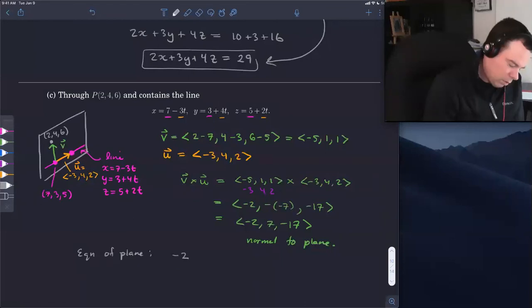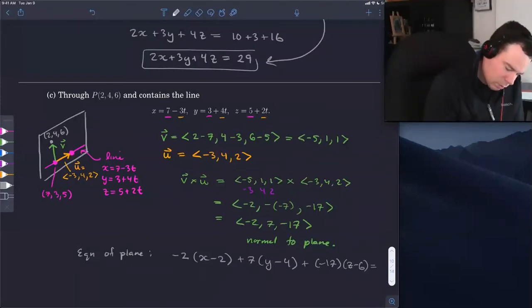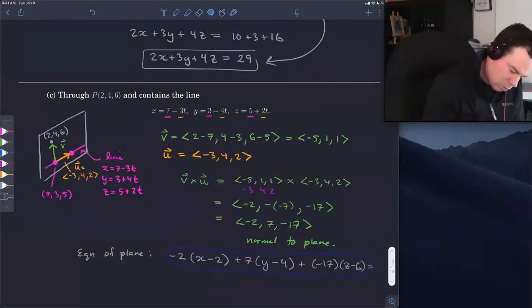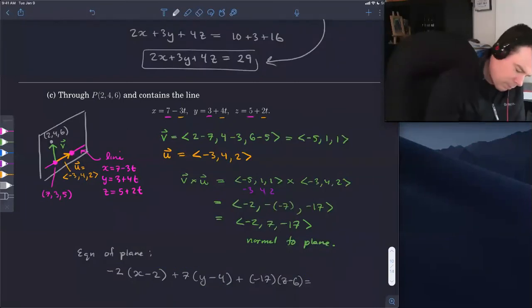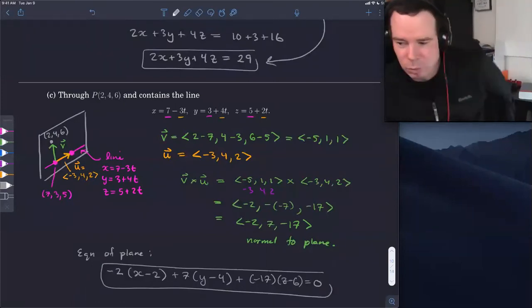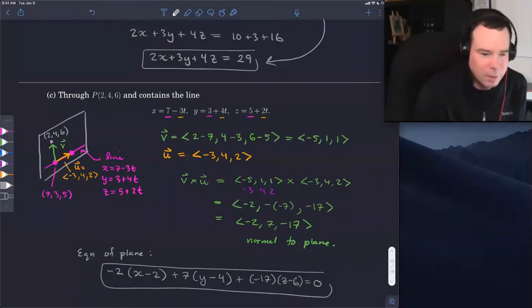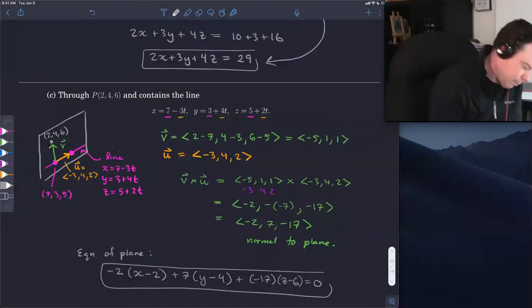the x component of the normal vector, -2, times x minus the x component of the point we know, plus 7 times y minus the y coordinate of the point we know, plus -17 times z minus the z component of the point we know is equal to 0. And of course, I ran out of room on that side, so I'll shift it over a little bit. Is equal to 0. And there's our equation of our plane. We could expand it out and move that constant to the other side, but the bottom line is we found our equation.